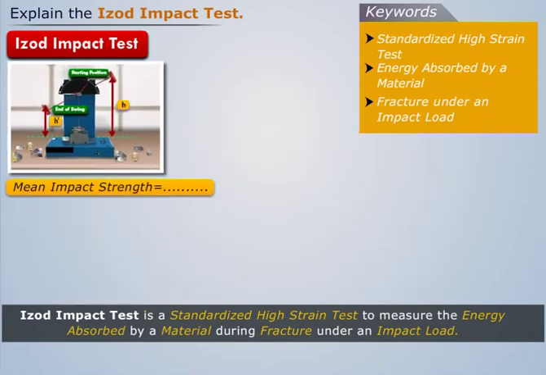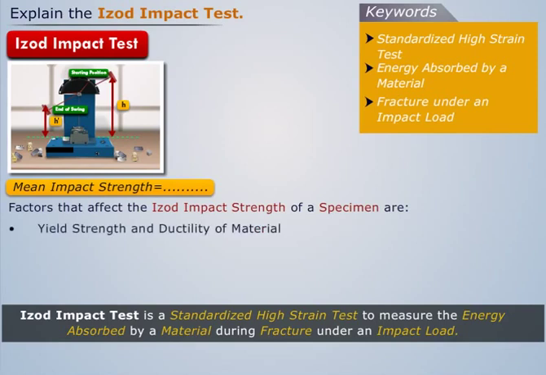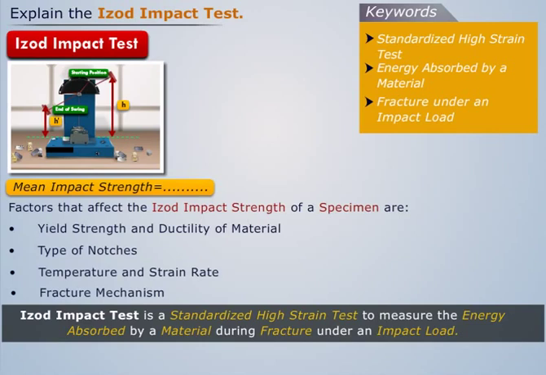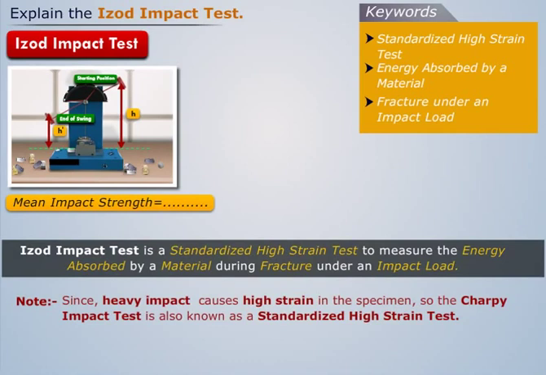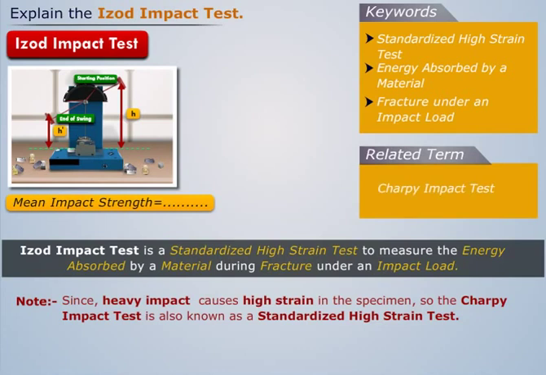Just like in the case of the Charpy impact test, in the Izod impact test, too, there are certain factors that affect the Izod impact strength of the specimen. These factors are yield strength and ductility of the material, temperature and strain rate, and fracture mechanism. Note that, since heavy impact causes high strain in the specimen, the Izod impact test is also known as a standardized high-strain test.